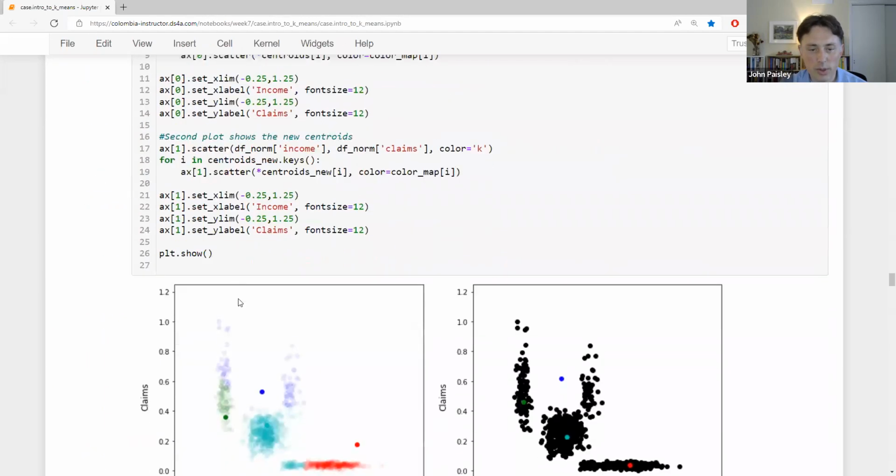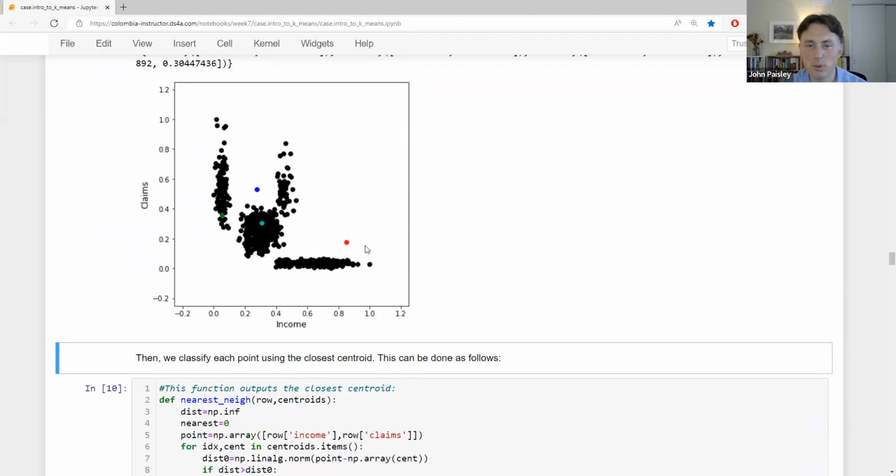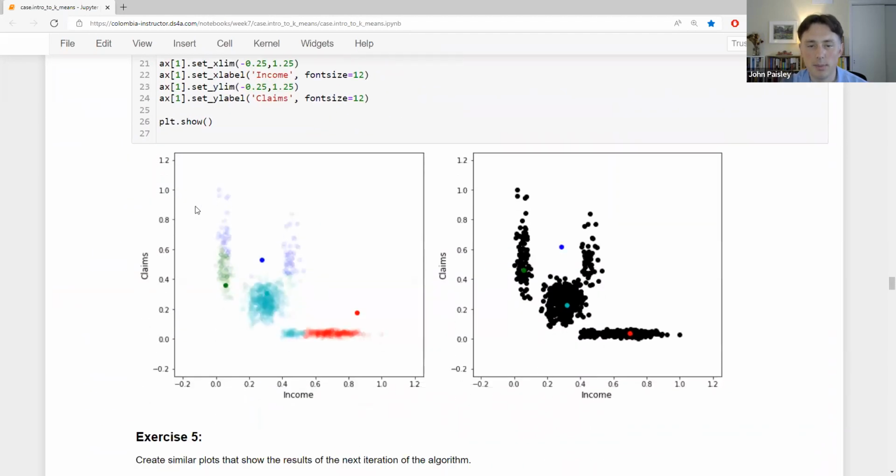So I guess I can show that result now. So here was the starting out. We then do the assignment, and that's what this is showing. The color of each of those data points is indicating which of the clusters it was assigned to. So all these bluish data points were assigned to this centroid here. All of these green data points were assigned to this centroid. All of these light blue data points, you can't see the centroid, but it's right there. And the red data points are assigned here.